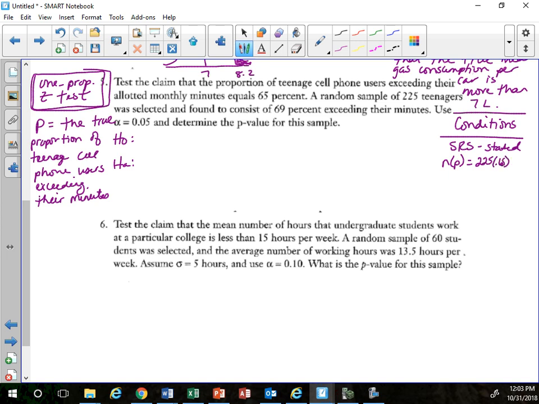And guys, give me an actual number. This is something that a few people lost points on the test. You're writing N times P greater than or equal to 10, N times 1 minus P greater than or equal to 10. But you're not actually using any numbers. That's not okay. You've got to put the numbers in there, okay? Someone help me with your calculator.